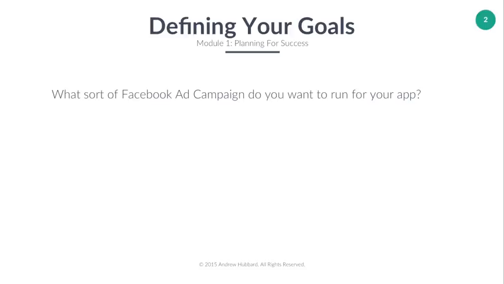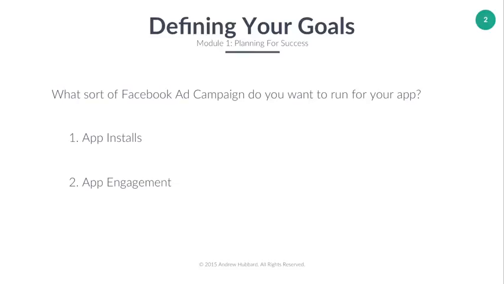So let's think about what sort of ad campaign you want to run for your app. At the highest level, there are usually two types of campaigns that app developers use. The first is an app install campaign, and the objective of this is simply to drive new installs for your app. The second is an app engagement campaign.